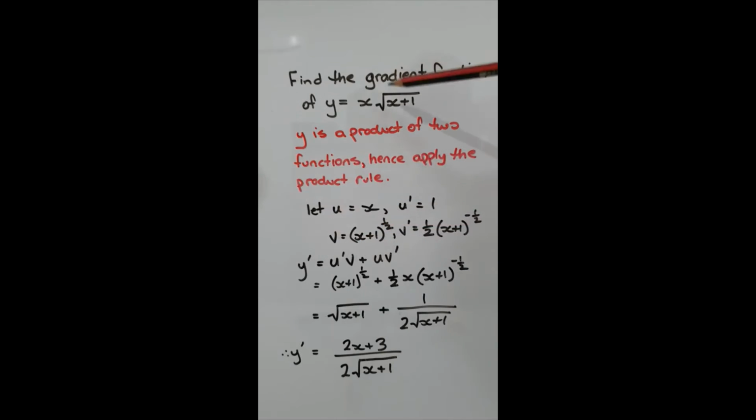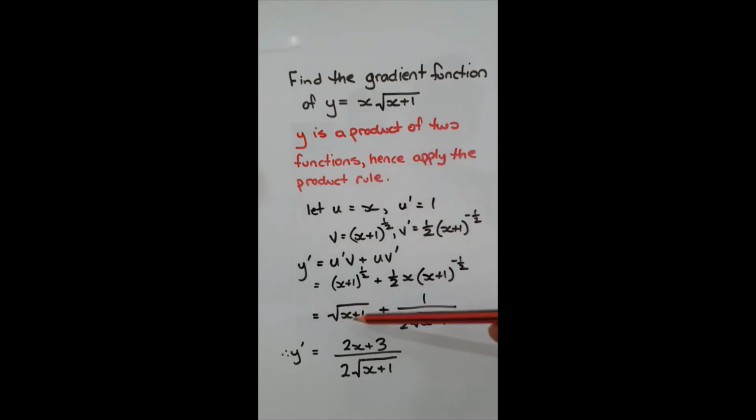So converting the surd form into fractional index form, then u dash equals 1 and v dash equals half times x plus 1 to the power of negative half. So that's applying the chain rule. Now y dash is equal to u dash v plus uv dash. So that's from the product rule, which is equal to x plus 1 to the power of half. So there's our u dash v plus half multiplied by x plus 1 to the power of negative half. And that's our uv dash.